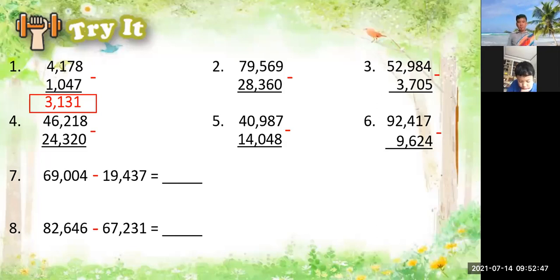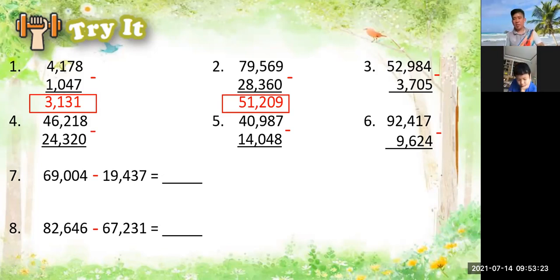79,569 minus 28,360. 9 minus 0 is 9. 6 minus 6 is 0. 5 minus 3 is 2. 9 minus 8 is 1. 7 minus 2 is 5. Therefore, the answer is, what's your answer there? 51,209 for number 2.